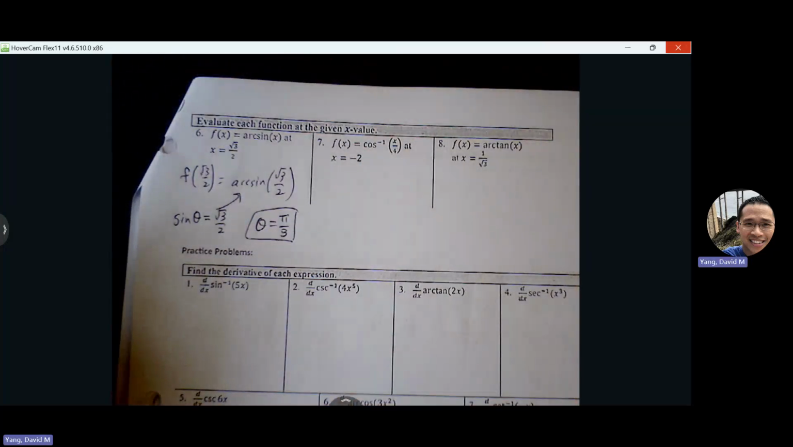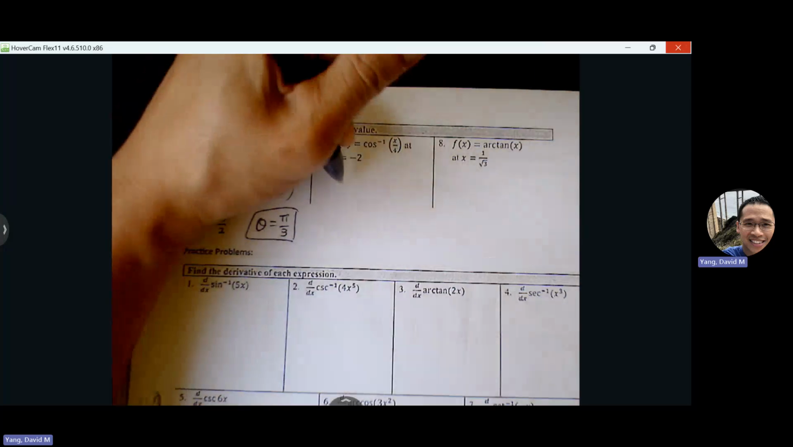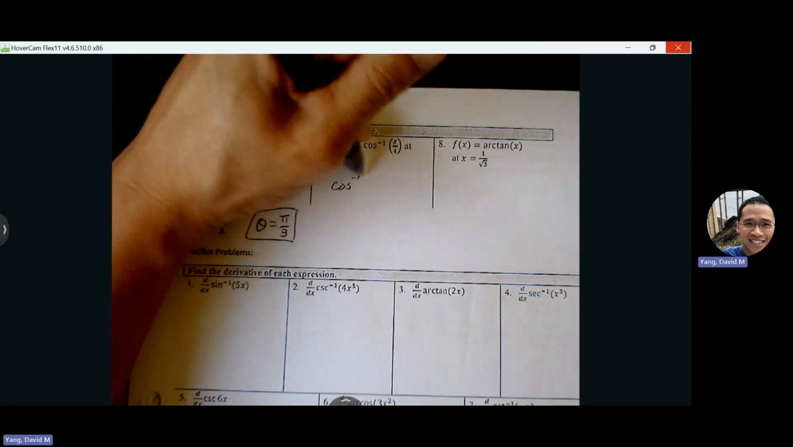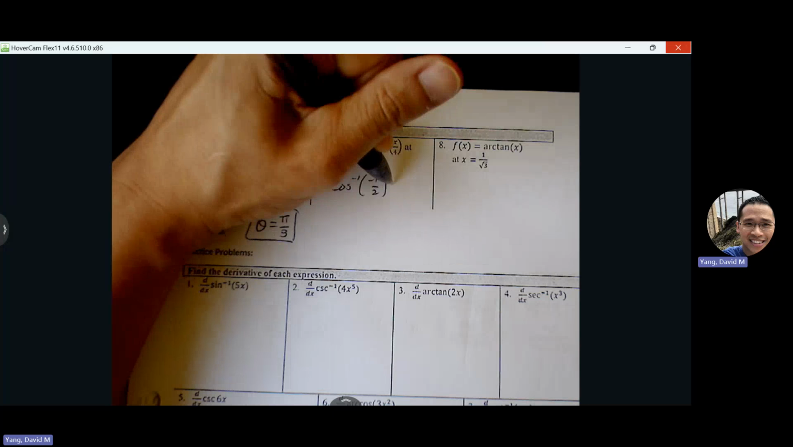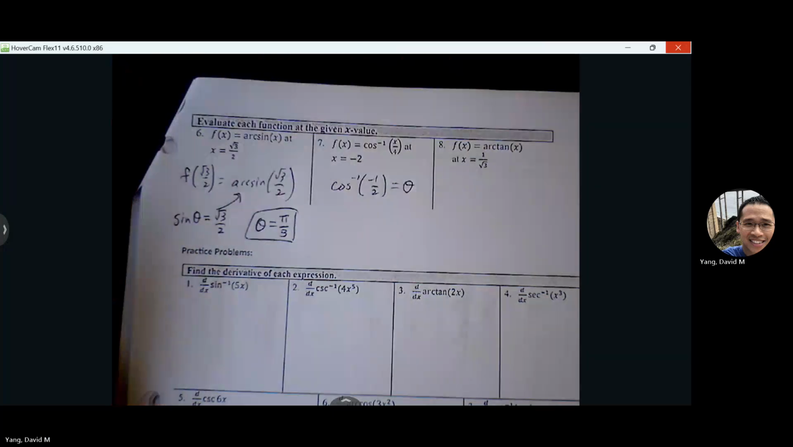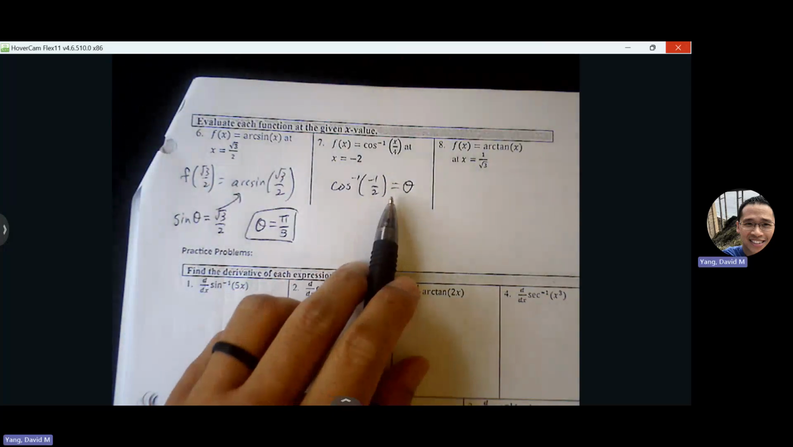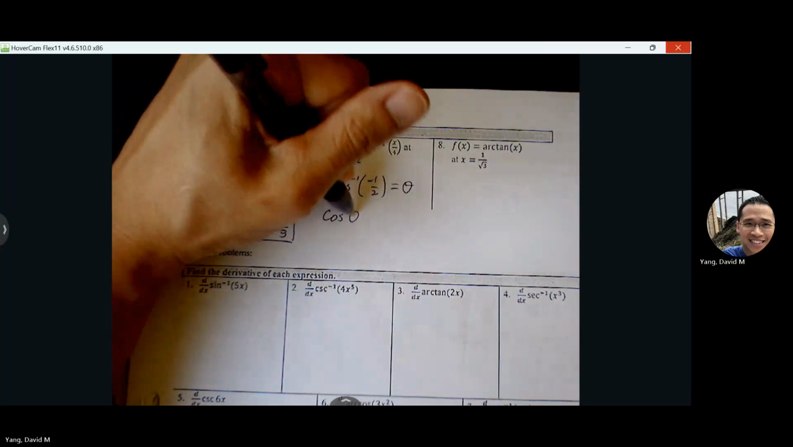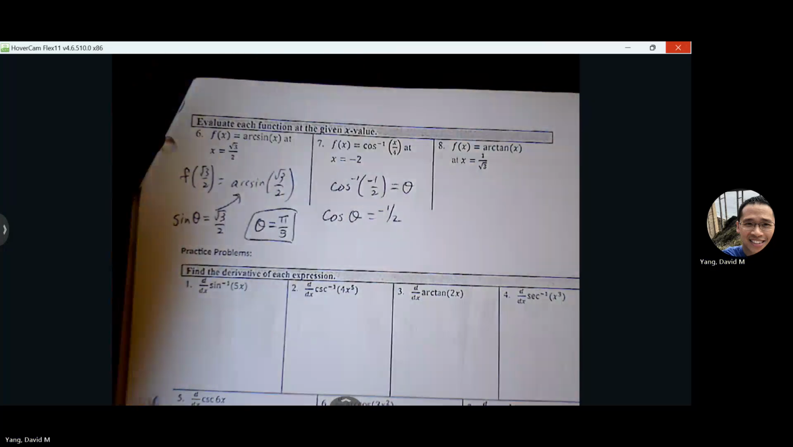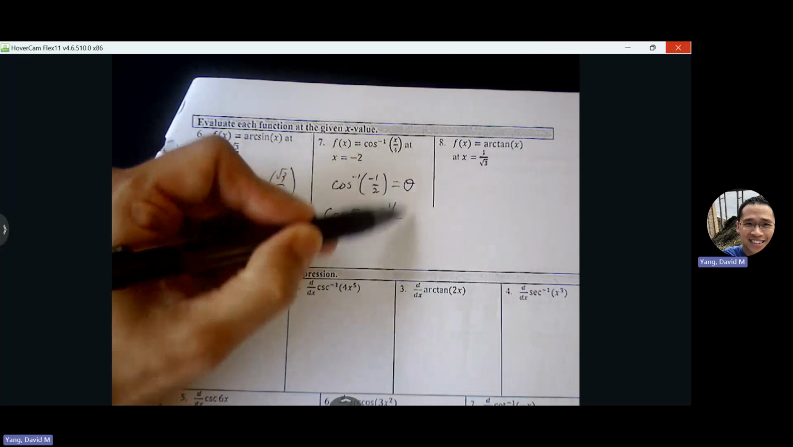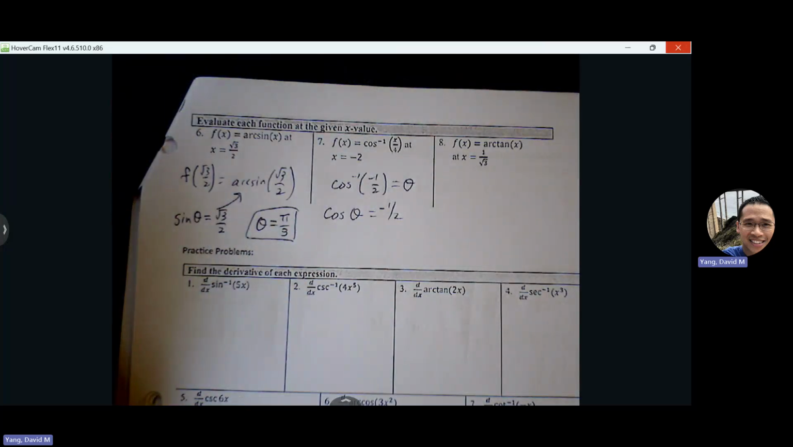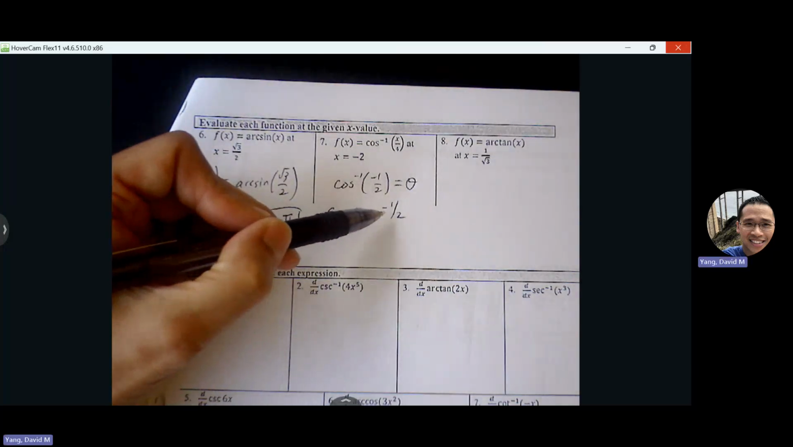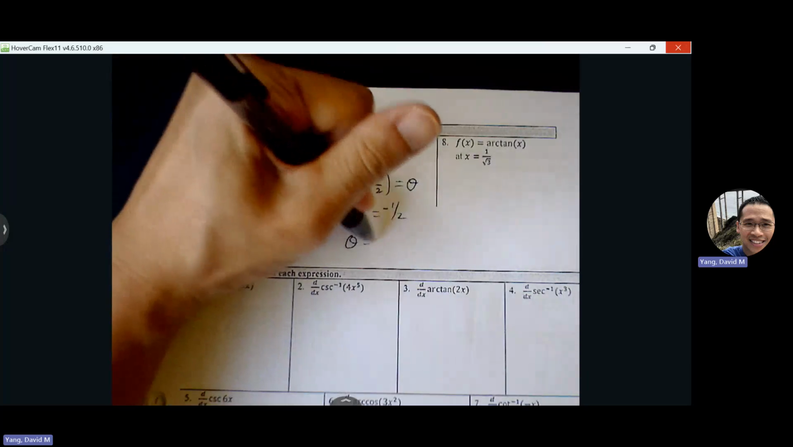If I plug in -2 for x, I'm looking for inverse cosine of -1/2. But that's the same thing as saying cosine of what theta value is equal to -1/2. And the output for inverse cosine is going to be either first or second quadrant, and second quadrant if it's negative. So it's going to be that π/3 family, the second quadrant, therefore 2π/3.